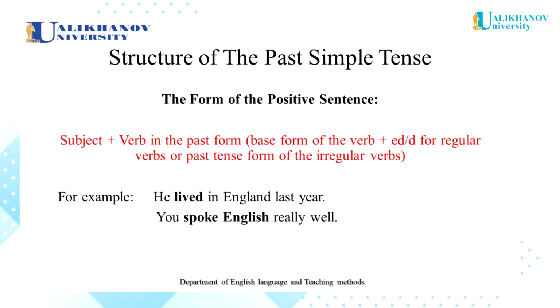He lived in England last year. Let's analyze this sentence. Lived is the past tense form of the verb to live. The verb live is a regular verb. That's why we add the ending ed to the stem of the verb. The next sentence. You spoke English really well. The verb spoke is an irregular verb, so it has its own form in the past tense.